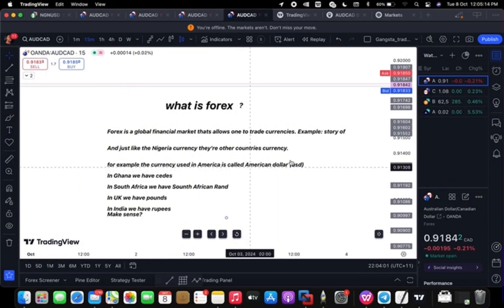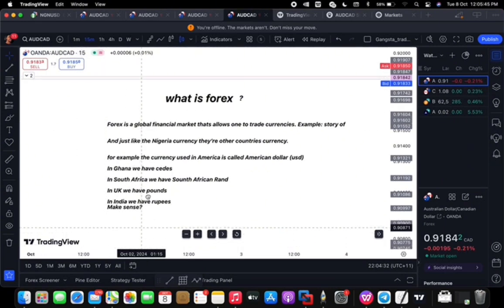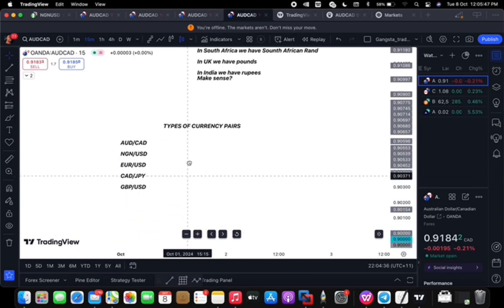So basically, we have the American dollar, which is USD. We have Ghana cedis. We have South African rand. We have UK pounds. We have Indian rupees. These are types of currency, right? So if I want to trade it, it would basically involve two different pairs. Just like on the screen here, we have AUD CAD. So as you can see, they are in pairs, and I'll take you on to the types of currency pairs there are.